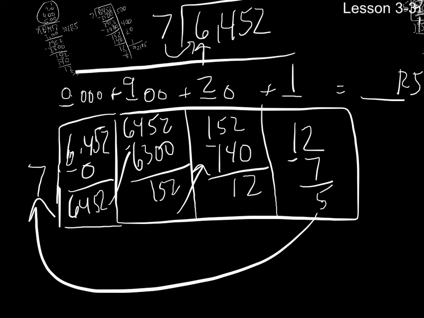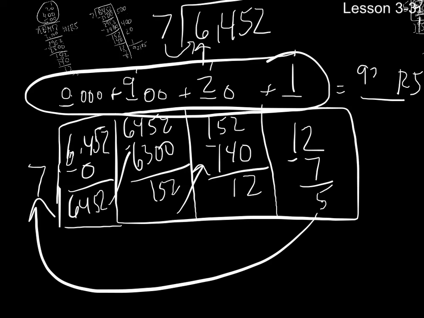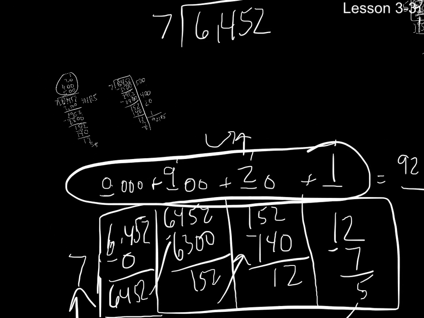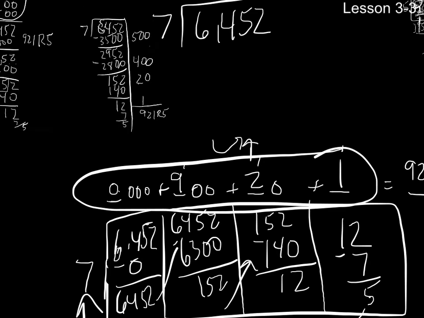And then I add everything here. And these are easy to add because they're already in place value for you. I just go 9, 2, 1. So 921. I think that's what we got in the other ones. I sure hope so. Let me see if I pull it down and stretch it out. 921, the remainder of 5.